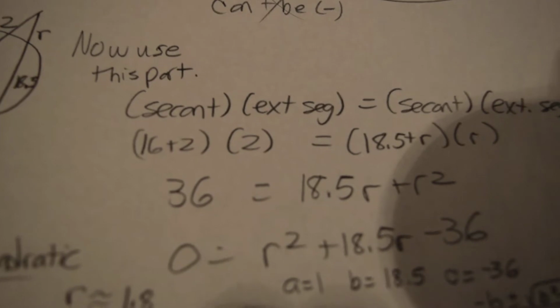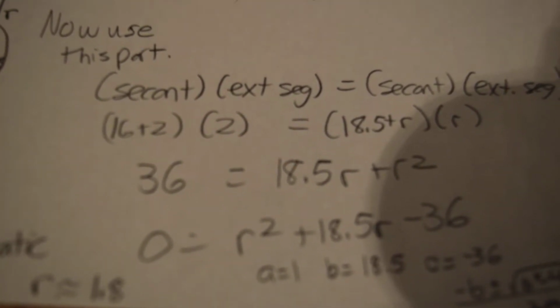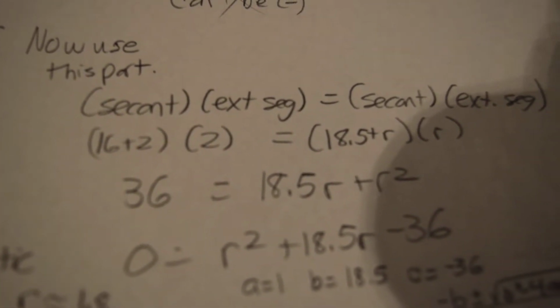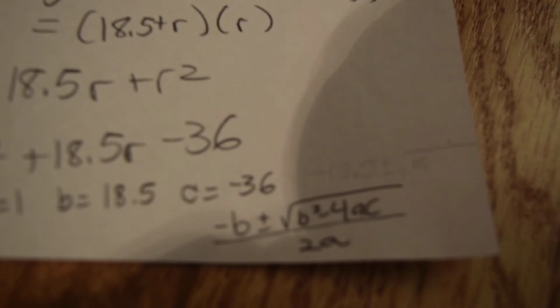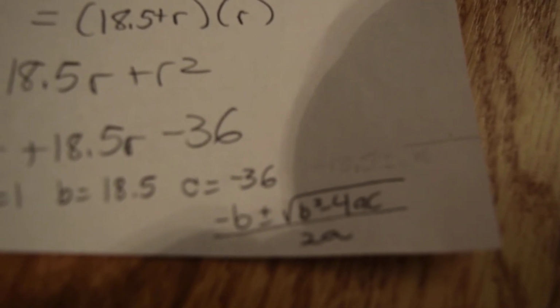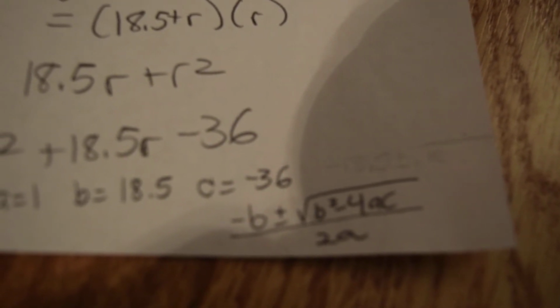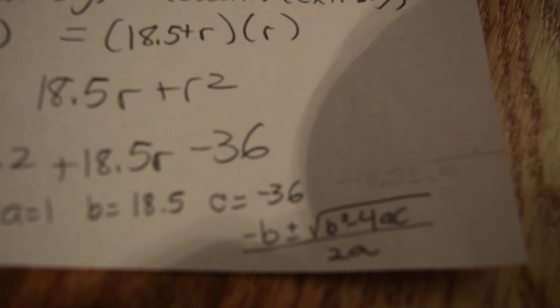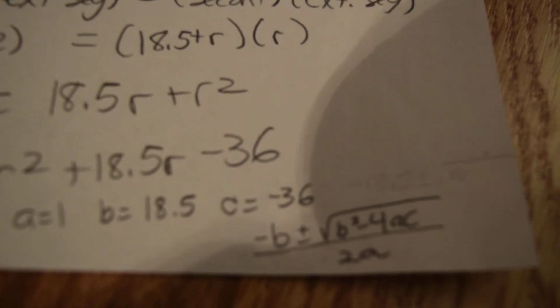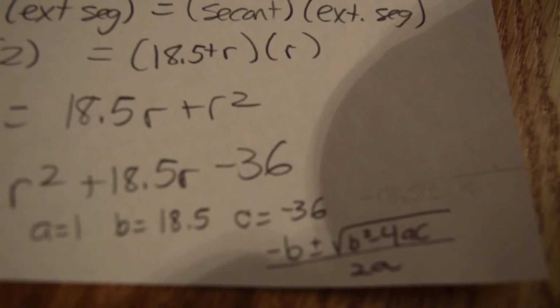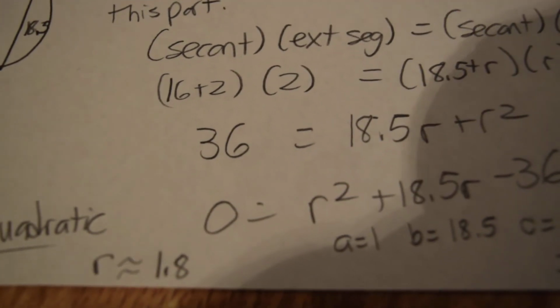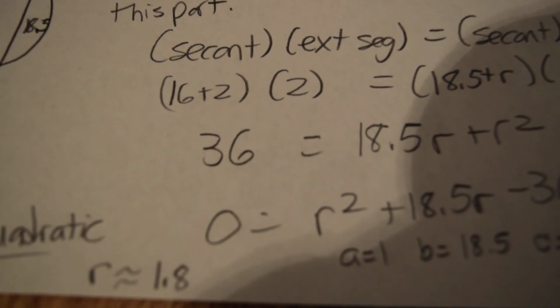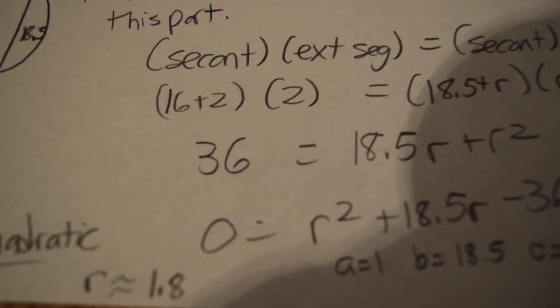I'm not going to be able to factor that, so I'm going to say that A equals 1, B equals 18.5, C equals negative 36, and then I'm going to use my quadratic formula, negative B plus or minus the square root of B squared minus 4AC, over 2A. I don't need the negative answer there, because it won't be negative. I just need to do the one with the plus. And when I work through that, I got about 1.77, which gives me an R of about 1.8.